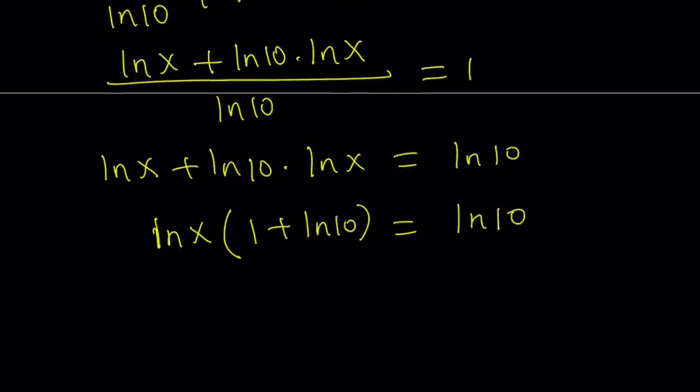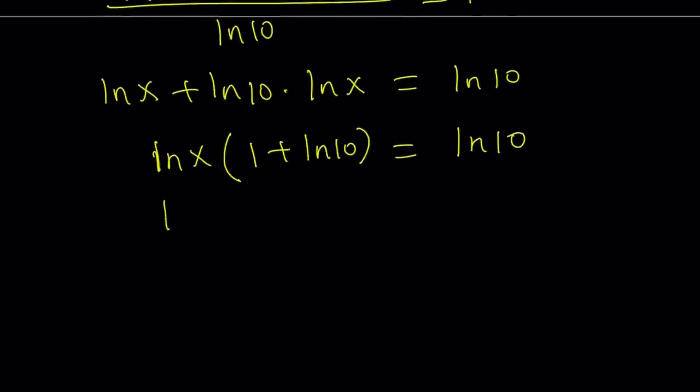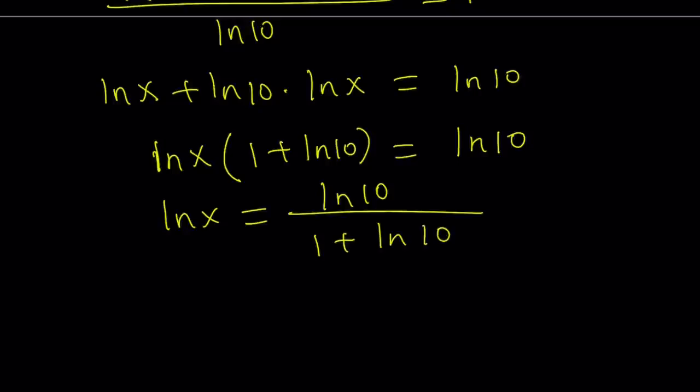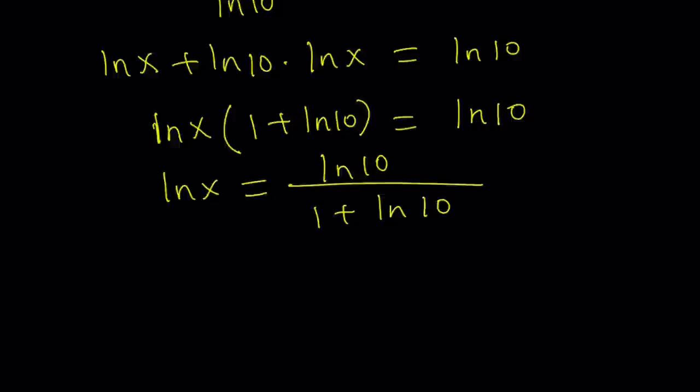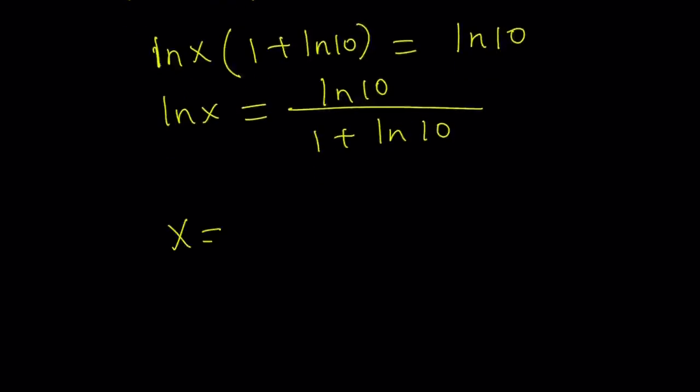Great. So now, from here we can isolate ln x. That gives us ln x equals ln 10 over 1 plus ln 10. And now we're trying to solve for x, remember? But this is ln x. So how can I get x from here? I can do e to the power both sides, right? So from here, x equals e to the power ln 10 over 1 plus ln 10.